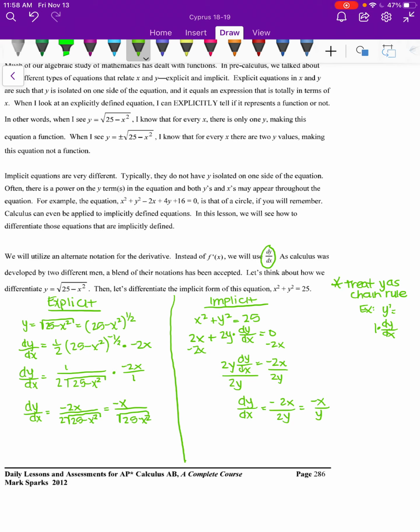But we know, and I'm going to draw a big arrow here with a highlighter, y is equal to the square root of 25 minus x squared. So we could replace the square root of 25 minus x squared with y, and it would be the same as our implicit differentiation. So we're getting the same answer. One just has y instead of what y is equal to. Okay. So implicit differentiation really is just chain rule of y.